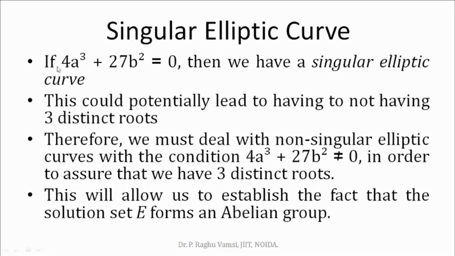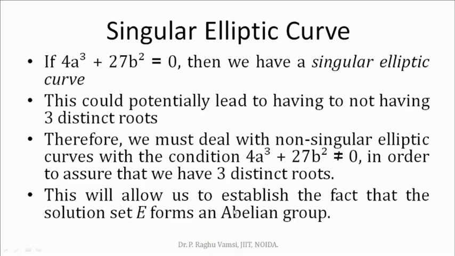In the singular elliptic curve, we have the equation 4a cube plus 27b square equal to 0. In the elliptic curve equation, if you substitute the a and b values here and it becomes 0, then it is said to be a singular elliptic curve. A singular elliptic curve should not be considered because we will get the same roots, or the same keys, again and again. Hence we should not consider the singular elliptic curve. We should always use the non-singular elliptic curve, that means 4a cube plus 27b square not equal to 0.